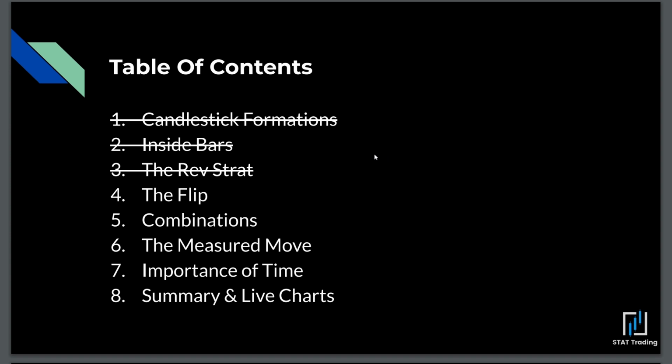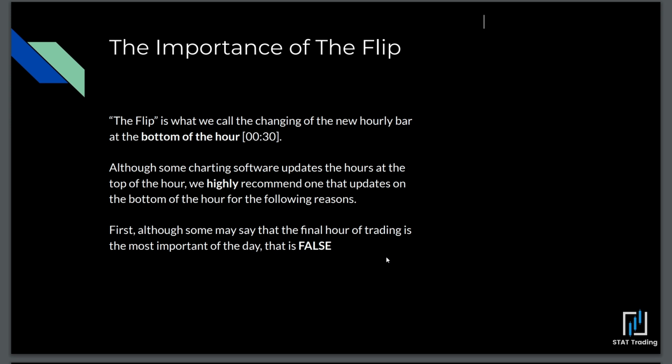So in the last video, we talked about the 1s, 2s, and 3s, and the video before that, we talked about candlestick formations, such as the hammer and shooter, inside bars, and the rev strat, the two universal truths as far as entries go. And then in this video, we will cover the flip, combinations, the measured move, which we can kind of skip over just quickly since we talked about it before, the importance of time, and then a summary and live charts.